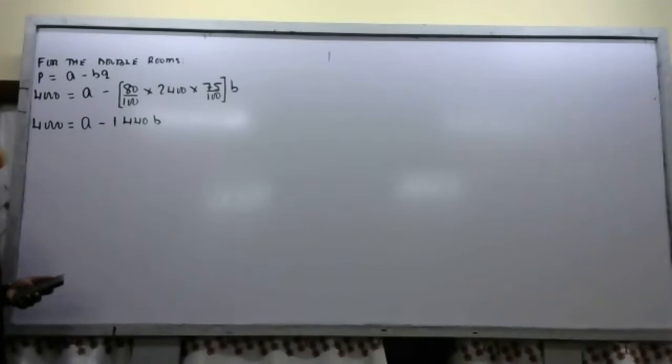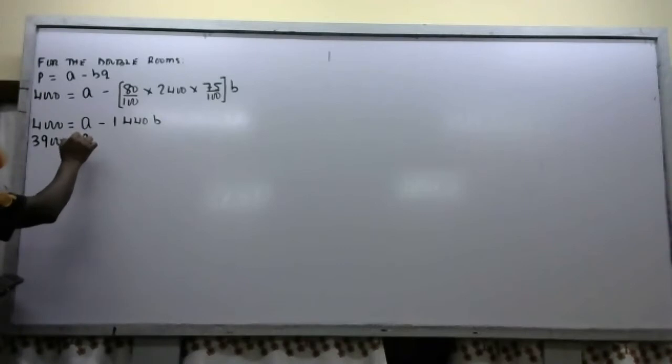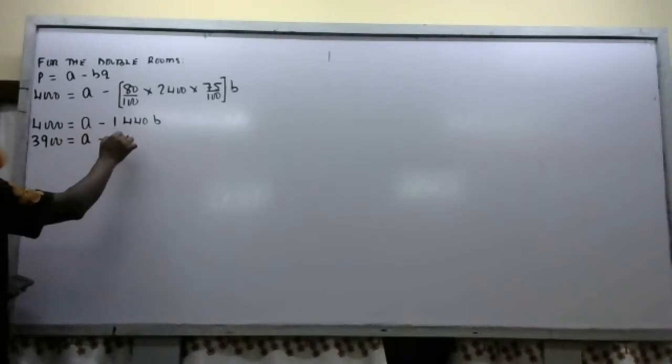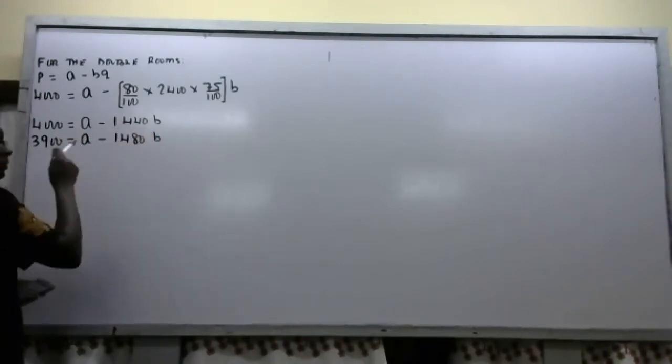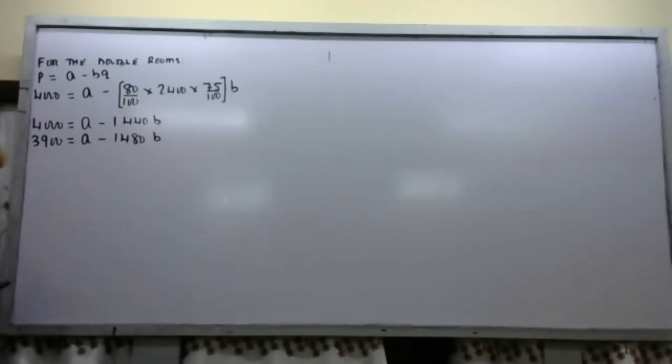So according to the words of the question, we are told that if you change the price by 100, and the change can be any direction, so let's reduce it. The number of rooms will change by 40. So now that we have opted to reduce the price, the units go up. So this will be A minus 1480B minus 1480B. So we start solving this.